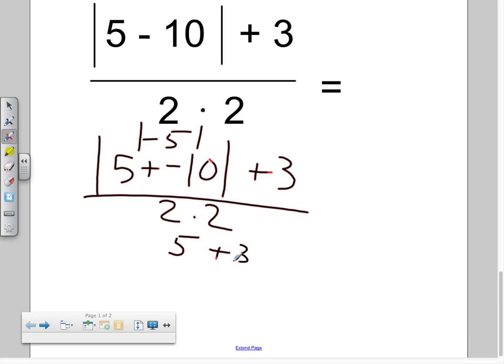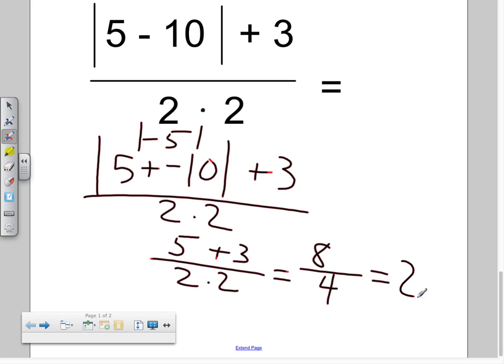Positive 5 plus 3 over 2 times 2. 5 plus 3 is 8. 2 times 2 is 4. 8 divided by 4 is 2. And that's a short lesson, 4 minutes, on how to compute with absolute value.